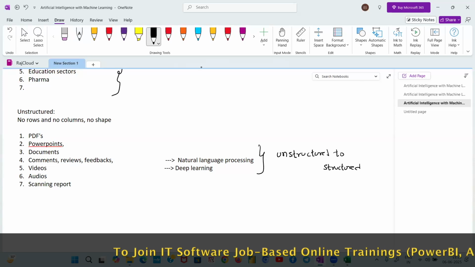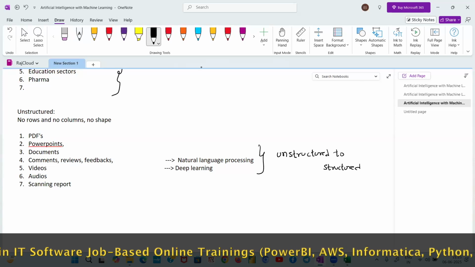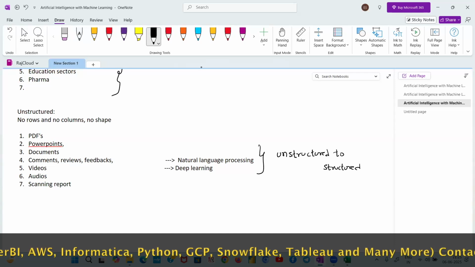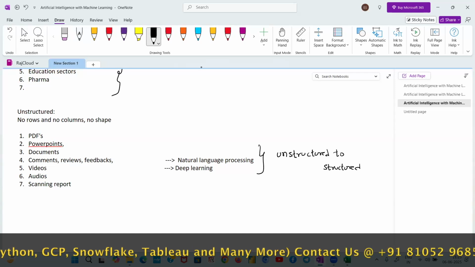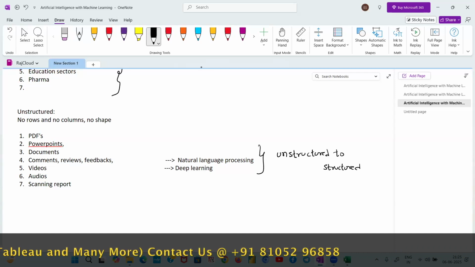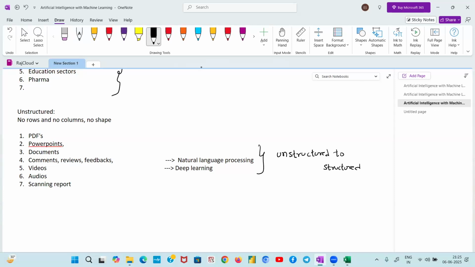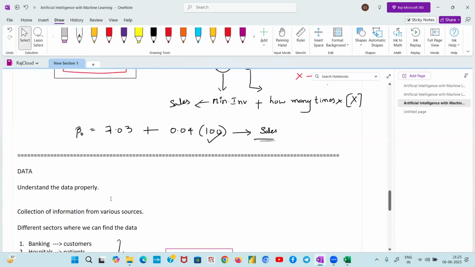Structured data it will become. How is it possible? Yes, you are going to see in the coming lectures. Without learning machine learning, you can't directly understand NLP or deep learning. First, we are supposed to learn the concepts of machine learning. Before that, before understanding machine learning, what I said yesterday, you are supposed to start with statistics also.